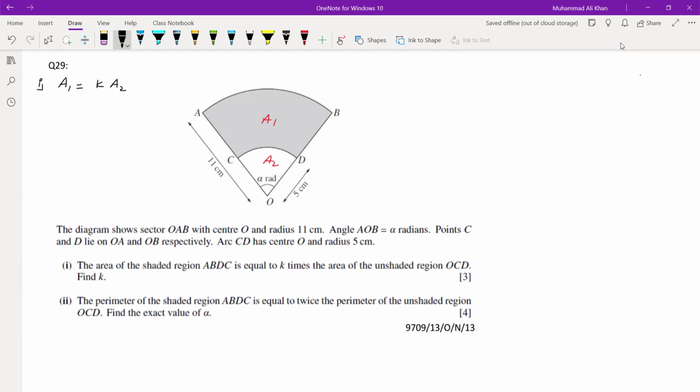Right? Listen here. Can I say that A1 is equal to the area of the complete sector minus A2? Yes or no?